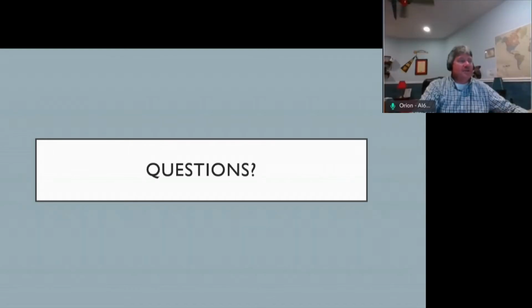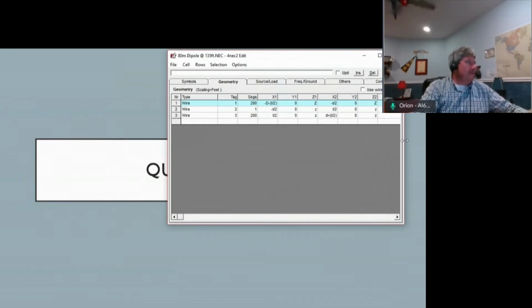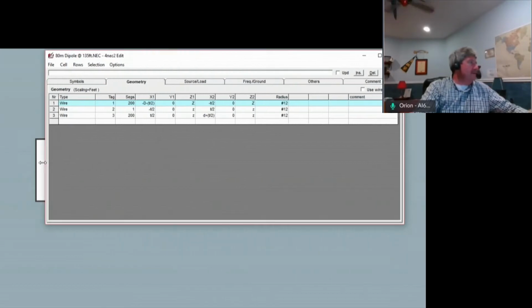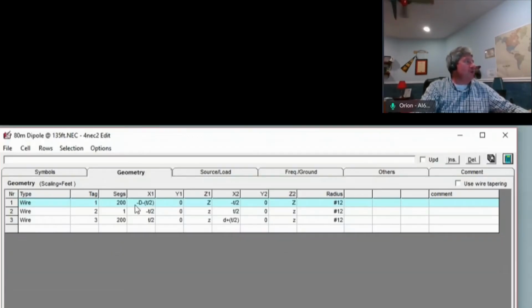No tricks. You just have to work out the geometry. So for example, I'm going to go ahead and throw up what the geometry looks like for the 80 meter, 135 foot dipole. Can you guys see that? When you're doing the end-fed inverted L, you're just going to have to draw it out and then calculate the points.